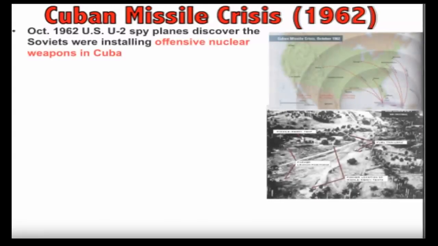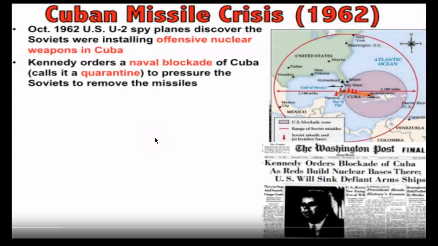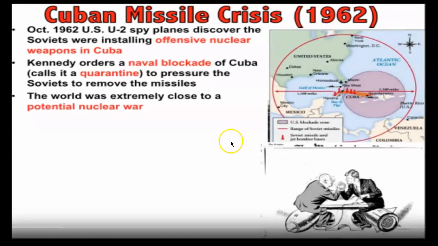By 1962, President Kennedy had to deal with Cuban missiles. The Soviets had placed missiles in Cuba. Spy planes that took photographs of Cuba discovered that the Soviets were installing offensive nuclear weapons that were capable of reaching any point you see here within the red circle. So what Kennedy does is he orders a naval blockade of Cuba. He calls it a quarantine because calling it a blockade would have been an act of war. And he puts pressure on the Soviets to remove those missiles.